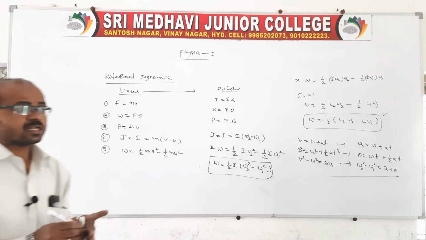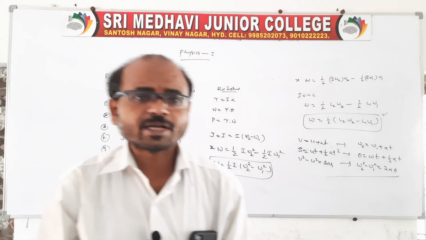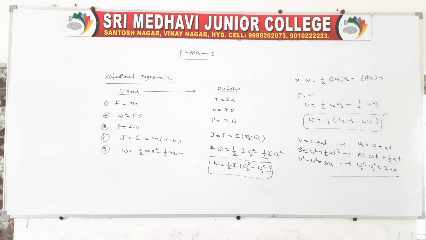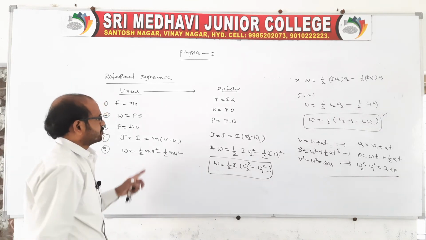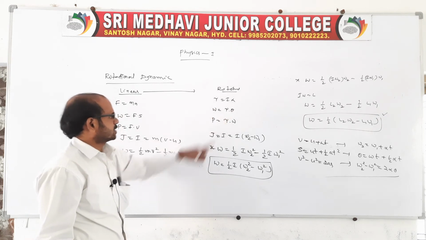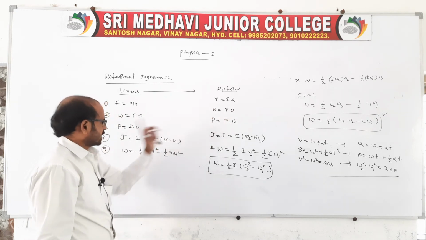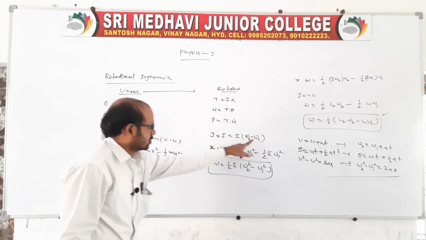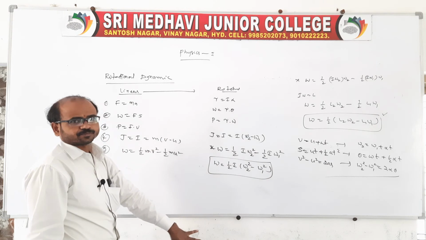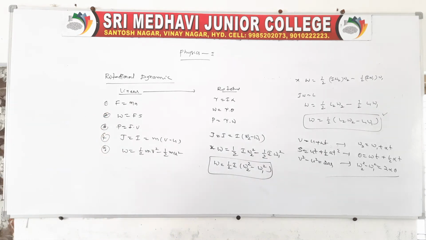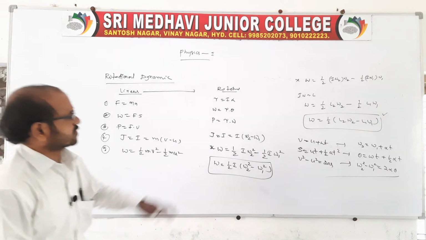Some similar terms which we can replace. Mass we can replace with I, acceleration we can replace with angular acceleration, force we can replace with torque, displacement we can replace with theta, power as power. Here m is I, v is omega 2, u is omega 1. Like this we can write. So these are the formulas in case of rotational dynamics.